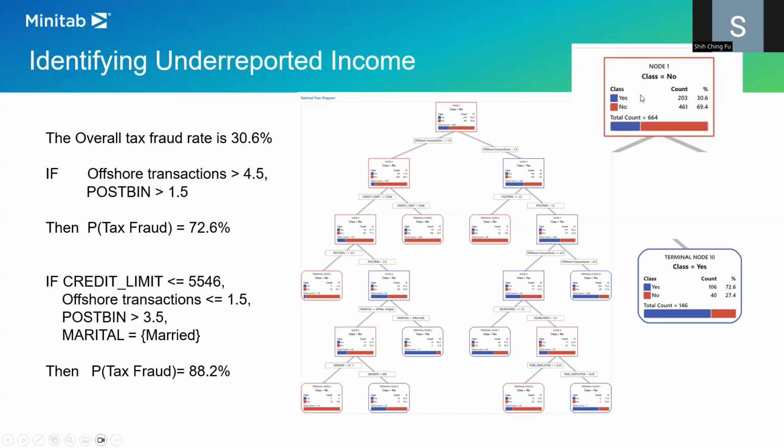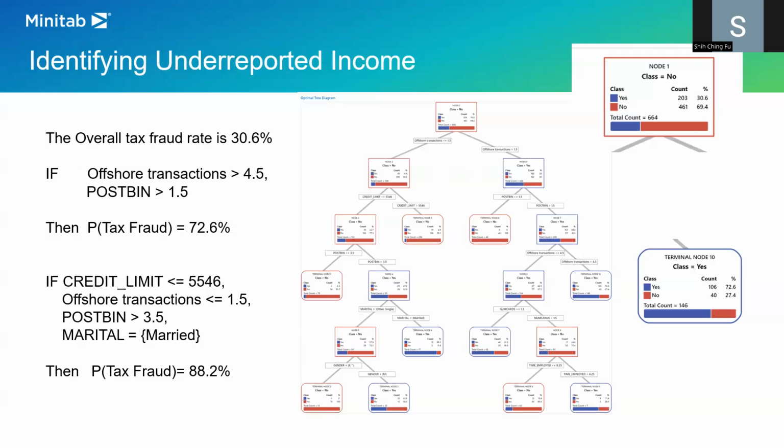I enlarge this node, we call it the root node. In total, 30% yes, which means tax fraud, and 69% no. All right, this is the root node. We try to split, a binary split. How to split? It means we try to maximally separate fraud and no fraud. That's how you build up this tree: maximally separating fraud from no fraud.